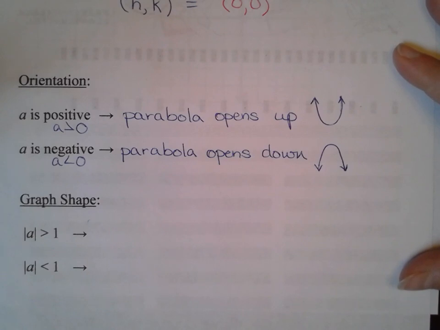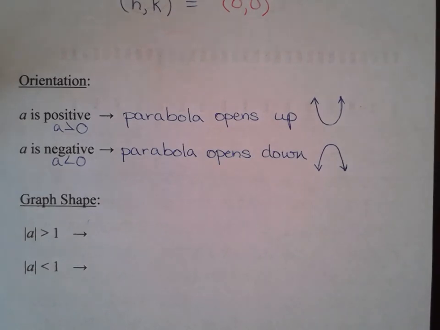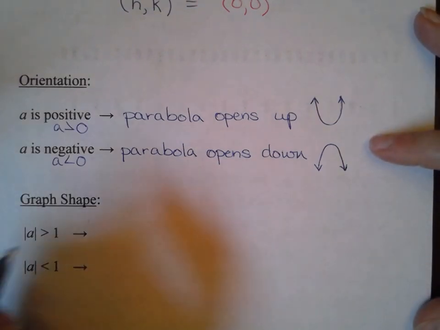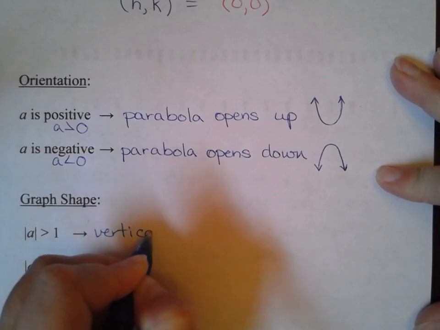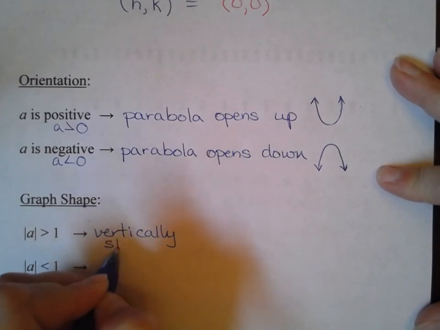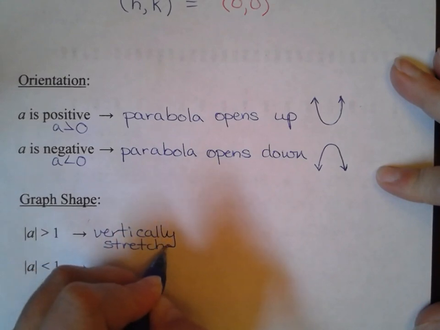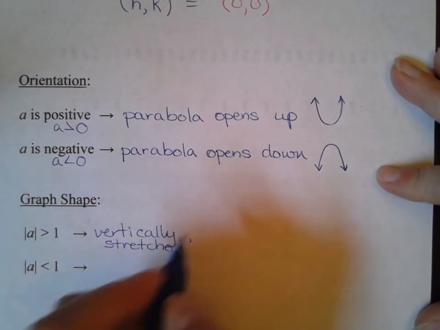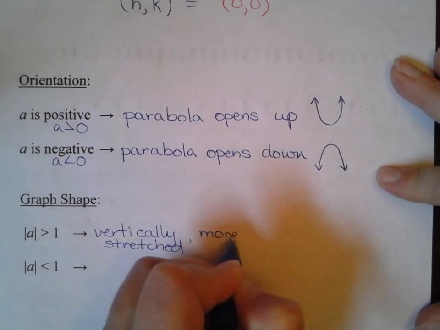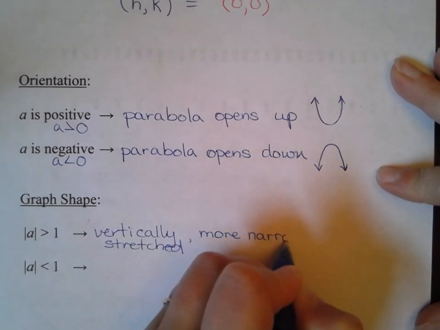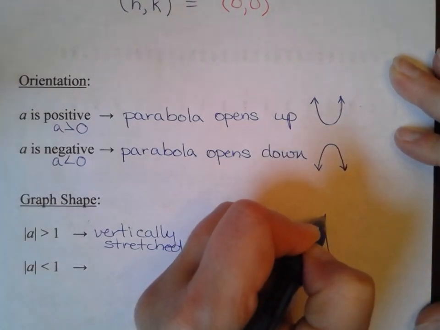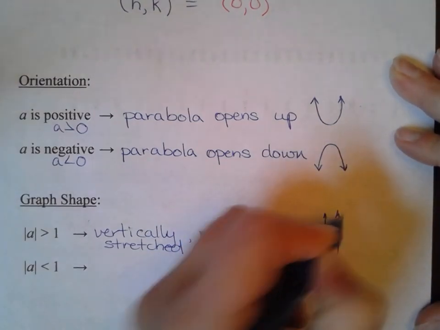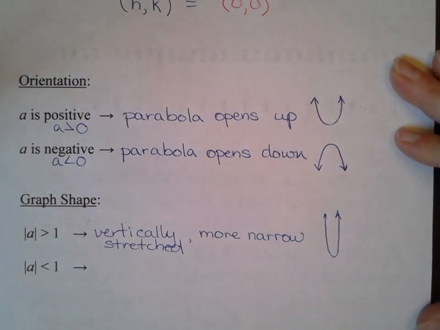So if the number part of A is bigger than 1, then we're going to see the parabola is vertically stretched. Or you could say the parabola shape is more narrow because it's been stretched vertically. So you have maybe a taller, skinnier parabola shape when we compare it to that basic one that we just drew.